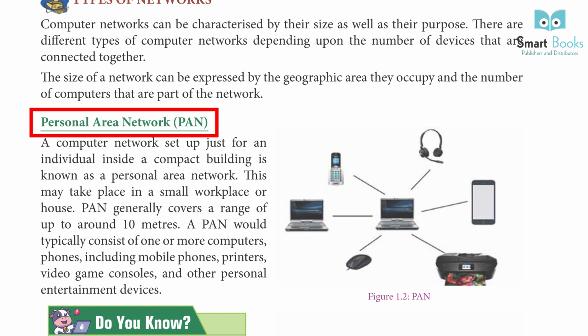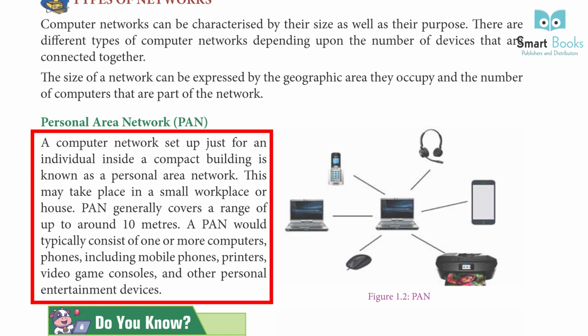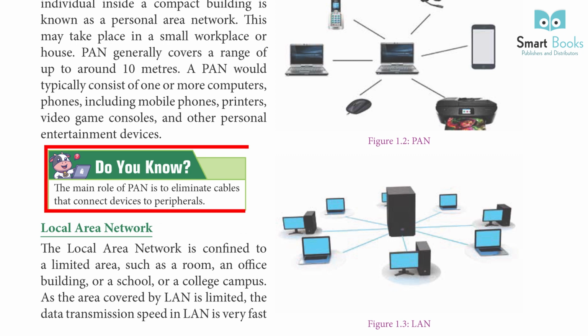Personal Area Network (PAN). A computer network set up just for an individual inside a compact building is known as a personal area network. This may take place in a small workplace or house. PAN generally covers a range of up to around 10 meters. A PAN would typically consist of one or more computers, phones, including mobile phones, printers, video game consoles, and other personal entertainment devices. Do you know? The main role of PAN is to eliminate cables that connect devices to peripherals.